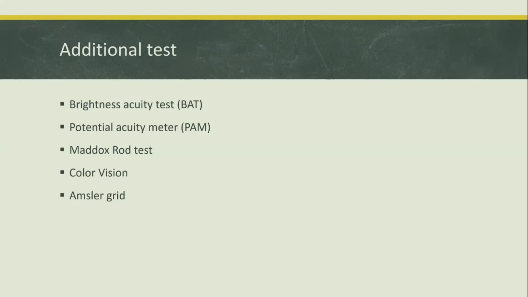Amsler grid: if there are any scotomas or metamorphopsia, or if the patient was previously diagnosed with retinal diseases, it's better to do the Amsler grid before the surgery and explain what the visual outcome will be after cataract surgery. So the patient might have lesser expectations.